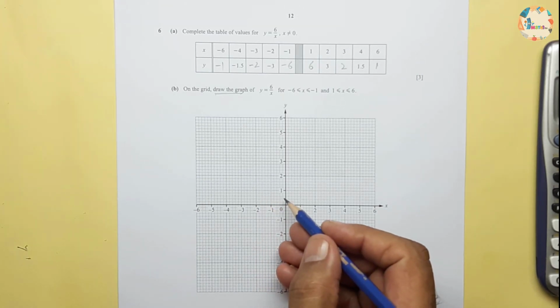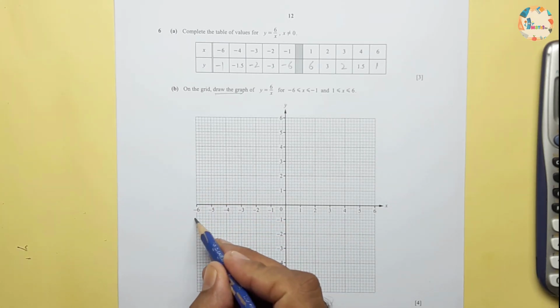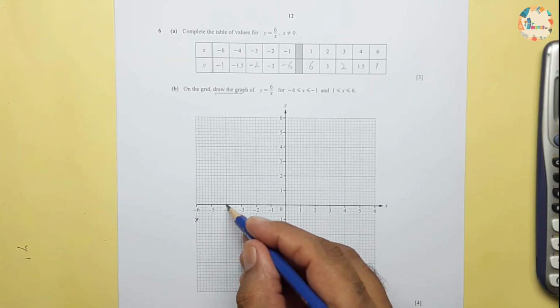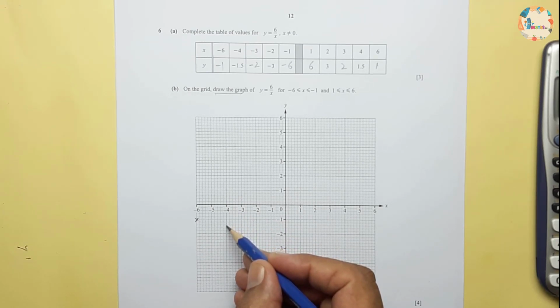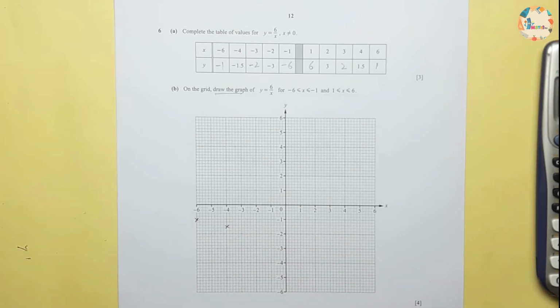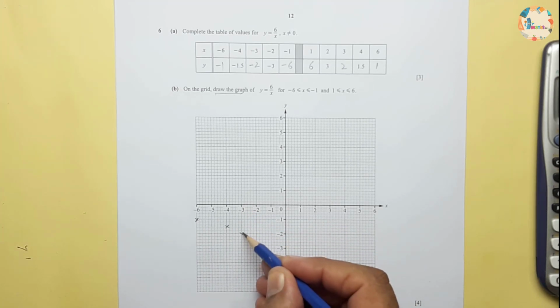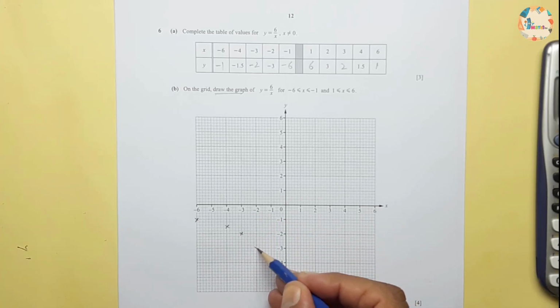So the first value is -6 and -1. So -1 will be this one. We can mark over here. Next is -4 and -1.5. So -1 minus 1.5 will be this point. Then comes -3 and -2. So this point, -2 and -3 will be this one.